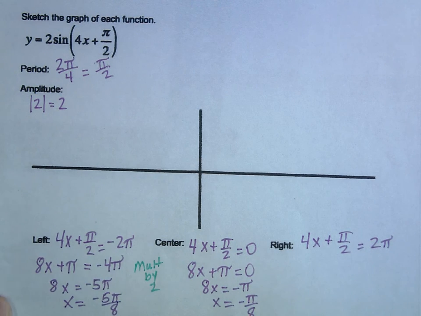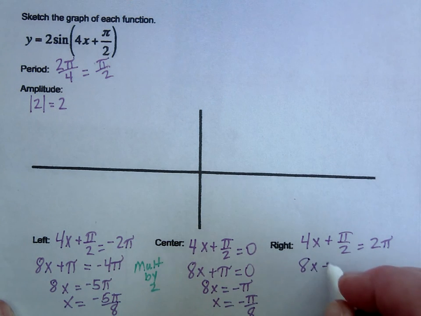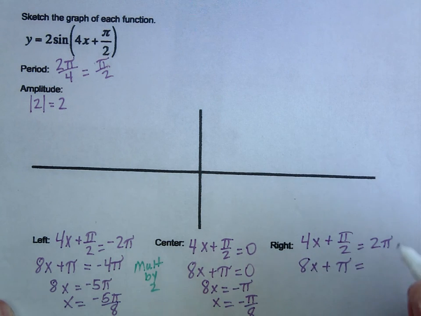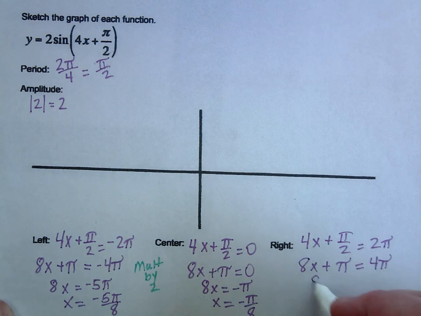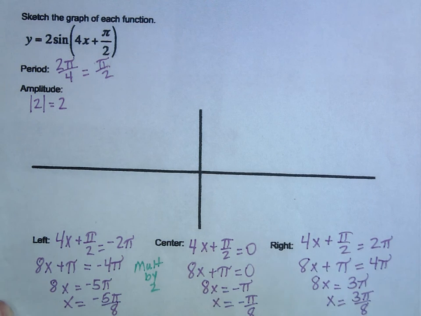If I go to the right, do the same stuff. It's going to be 8x plus pi equals 2 times 2 pi, which is 4 pi. Now when I take a pi away, I'm at 3 pi's. 8x equals 3 pi's. x equals 3 pi over 8. And you have all your pieces. You're ready for the graph.